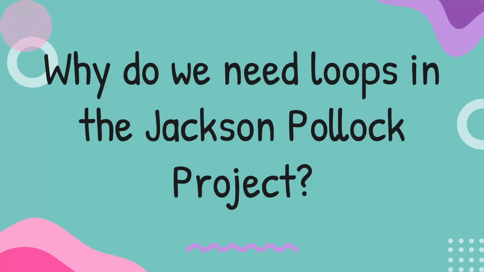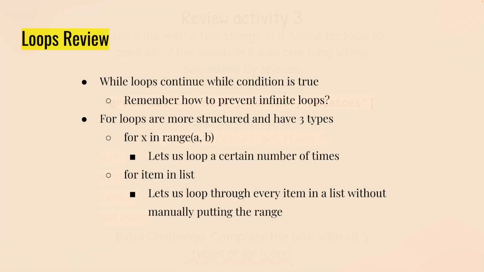Here's a quick question to think about. Why do we need loops in our Jackson Pollock project? To answer that, let's first learn about what a loop is. There are 2 main types of loops, while loops and for loops. While loops will continue while a condition is true. And this may lead to infinite loops, so recall from Python Beginner how we can prevent infinite loops.